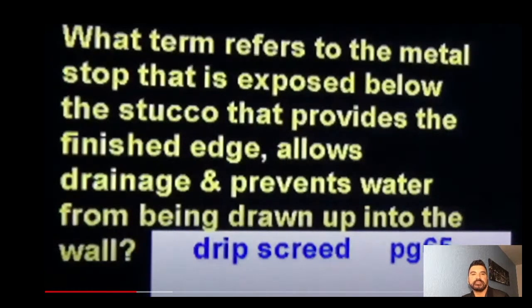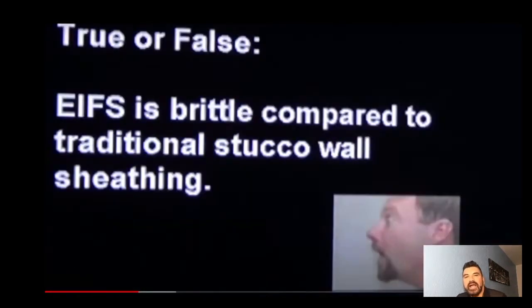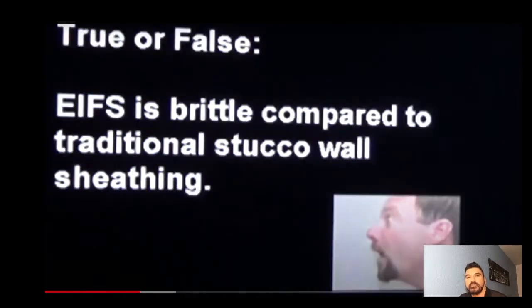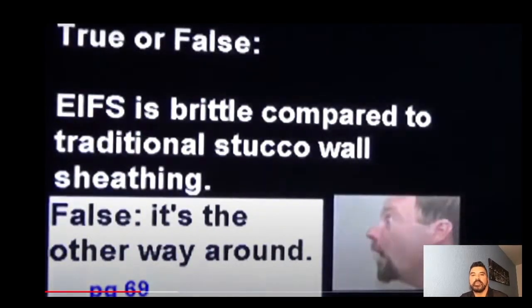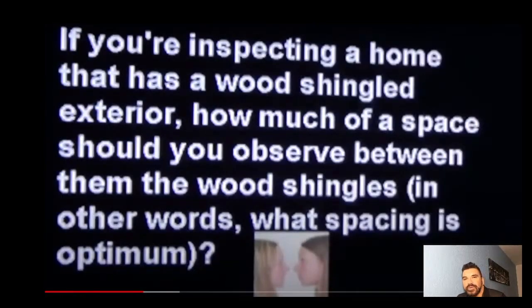Here's the next question. True or false? EIFS is brittle compared to traditional stucco wall sheathing? True or false? The answer is found on page 69, but indeed it is false. It's the other way around. EIFS is bendy. So if you're inspecting a home that has wood shingled exterior, how much of a space should you observe between the wood shingles? In other words, what is the optimum spacing we're looking for? You're looking at a wood shingled exterior home.